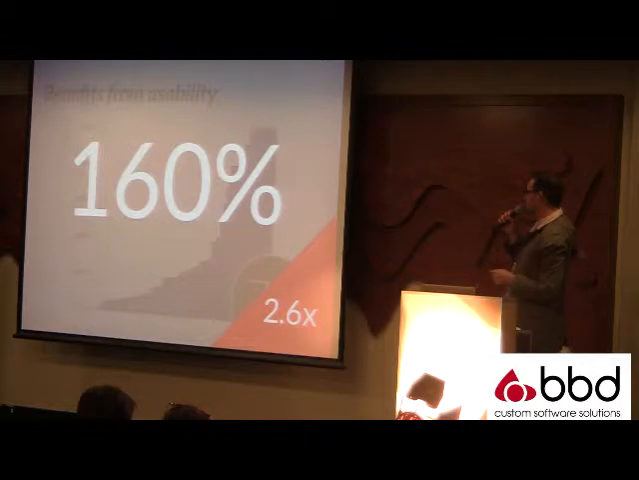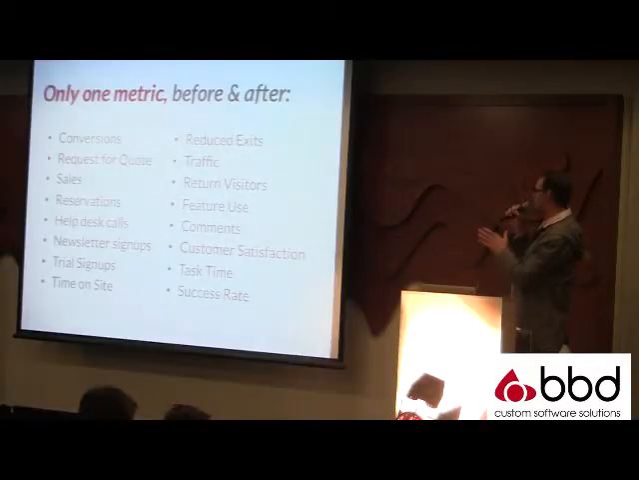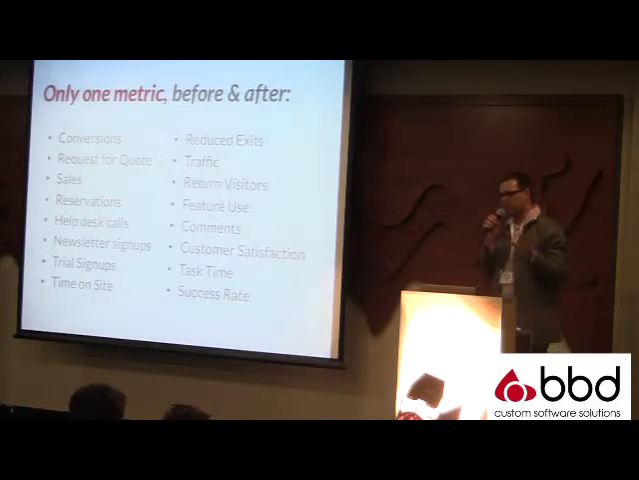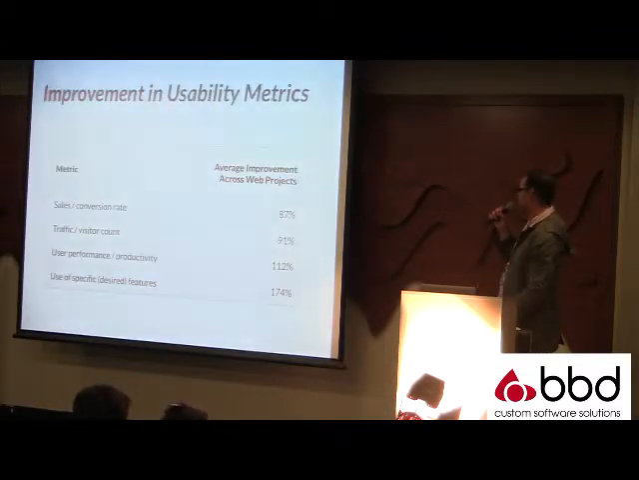So overall, 160% increase on usability with a 10% budget of your project spent on usability. So that's a 2.5 times increase in usability based on all these metrics that were measured. 109% if we exclude the outliers, and really important, only one metric. Measuring ROI is not tricky. Pick something, measure it before and after, measure it consistently, pick any one of those and track it.